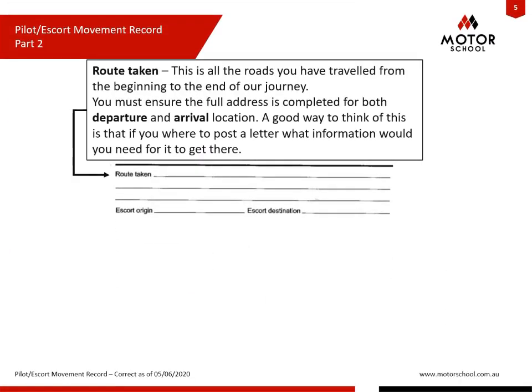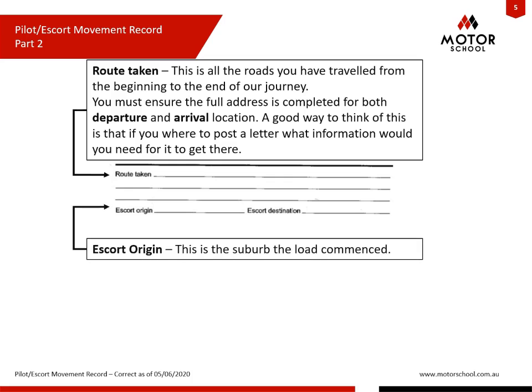Part 2 of your movement record relates to the route taken. Here we have to ensure all the details of the journey are complete and accurate. So the route taken is all the roads you have travelled from the beginning to the end of your journey. You must ensure the full address is completed for both departure and arrival location. A good way to think of this is that if you were to post a letter, what information would you need for it to get there?